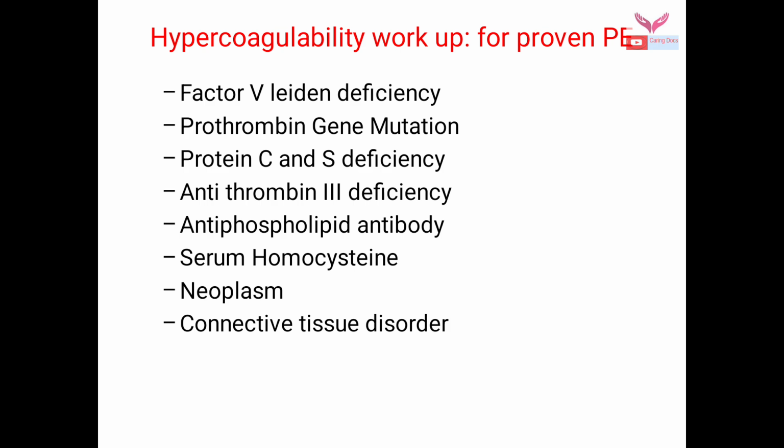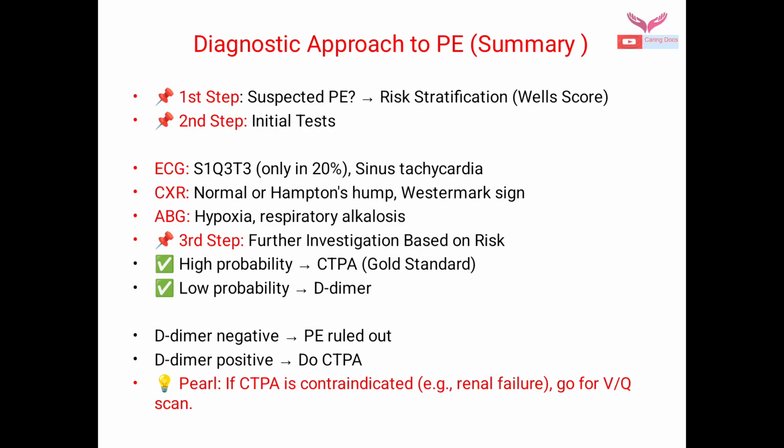For example, in patients with factor 5 Leiden deficiency, prothrombin gene mutation, protein C and S deficiency, antithrombin 3 deficiency, antiphospholipid antibody, serum homocysteine, neoplasm, and connective tissue disorder. So, just to summarize the diagnostic approach, we have to do first risk stratification with Wells score.